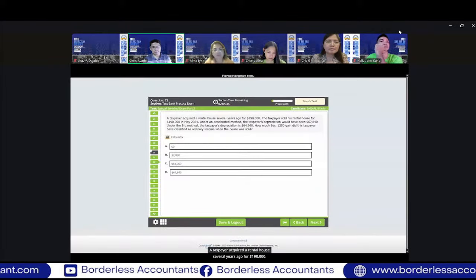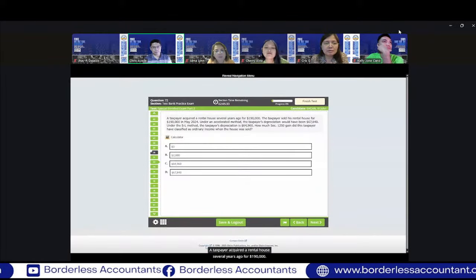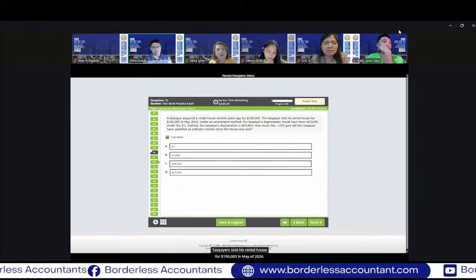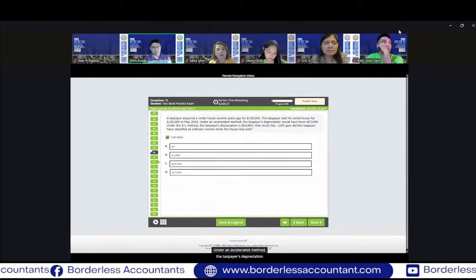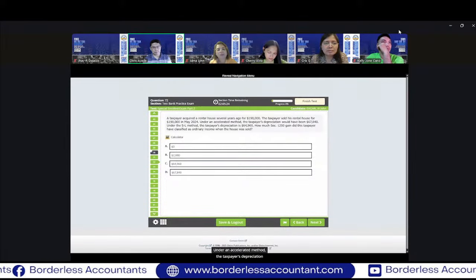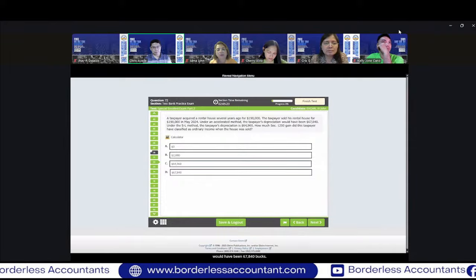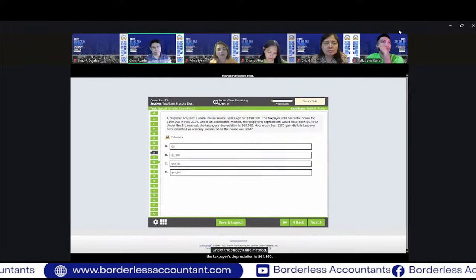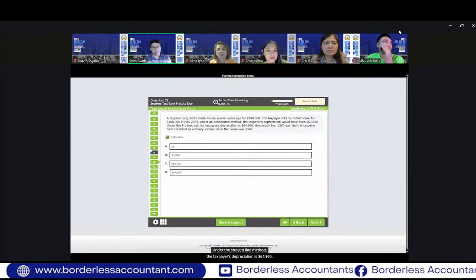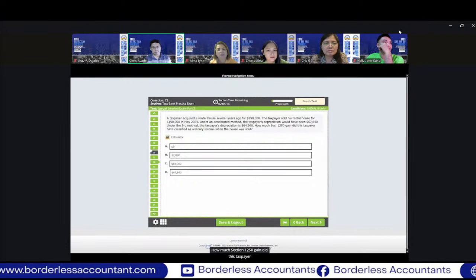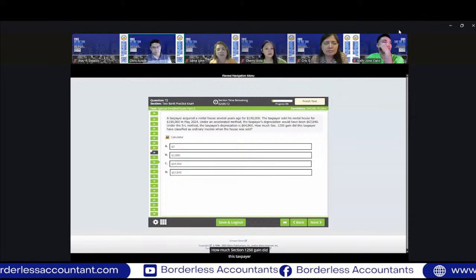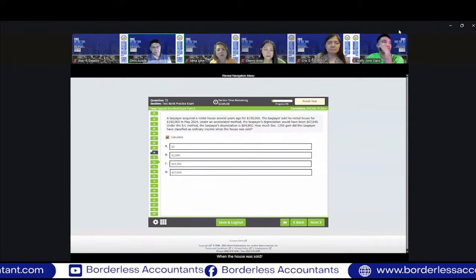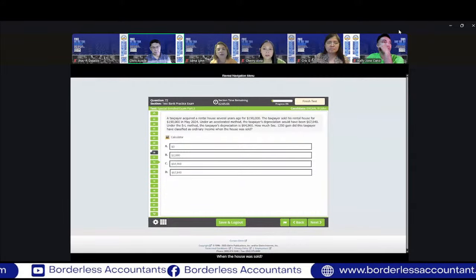A taxpayer acquired a rental house several years ago for $190,000. Taxpayer sold his rental house for $190,000 in May of 2024. Under an accelerated method, the taxpayer's depreciation would have been $67,840. Under the straight line method, the taxpayer's depreciation is $64,960. How much Section 1250 gain did this taxpayer have classified as ordinary income when the house was sold?